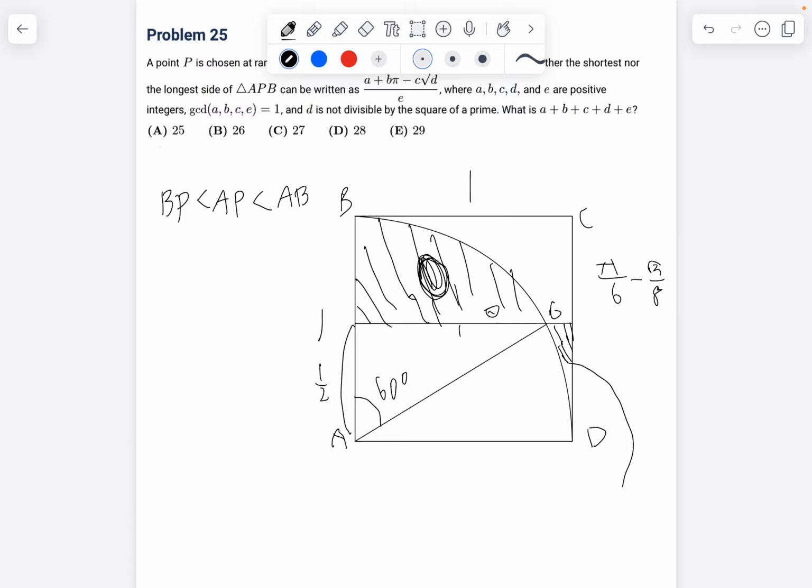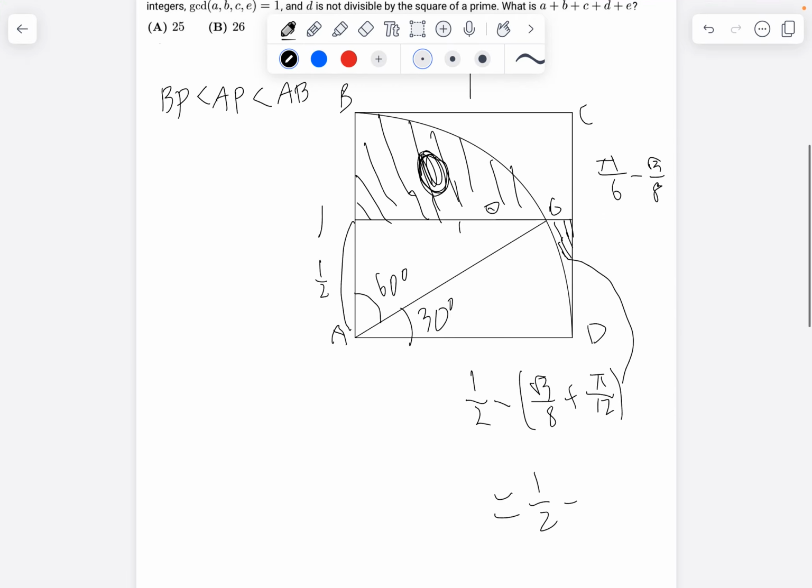Now let's see the second part. For the second part, we need to subtract from the half region of the square the regions beside the shaded region. The half of the square is 1/2. And for this area, we have √3/8 plus π/12. This can be simplified as 1/2 minus π/12 minus √3/8.